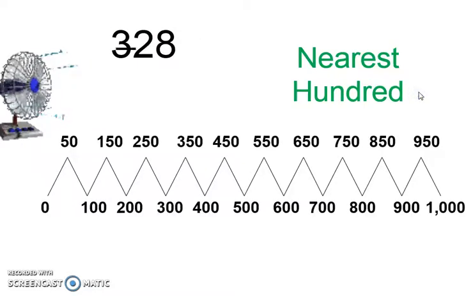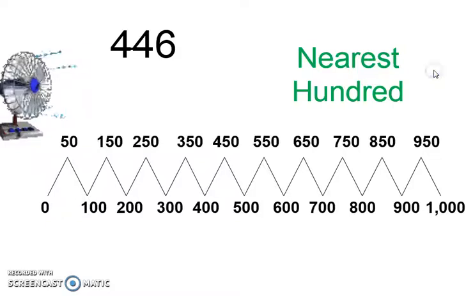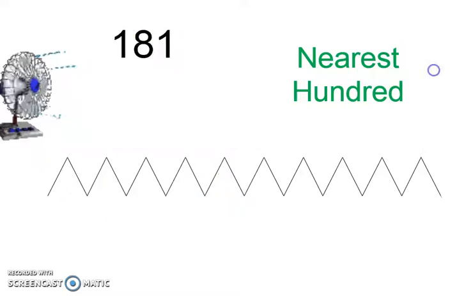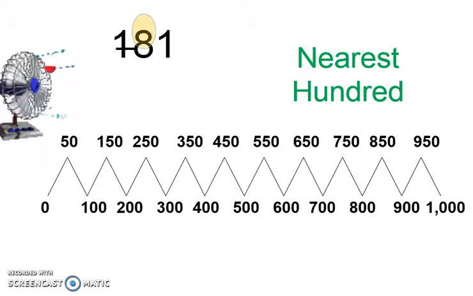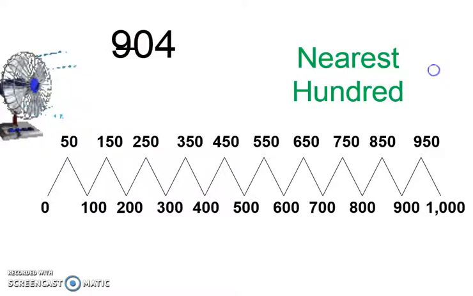328. Get him in. He's going to roll to 300 because 28 is less than 50. Give you a couple to try out. 446. 46 is less than 50, so it's going to be on that side, which means it's coming back to 400. 181. 81 is more than 50, so we're going on up to 200. And 904, let's try one more. 4 is much less than 50, so when we let go, he's coming back to 900.